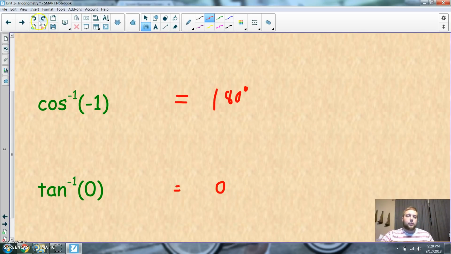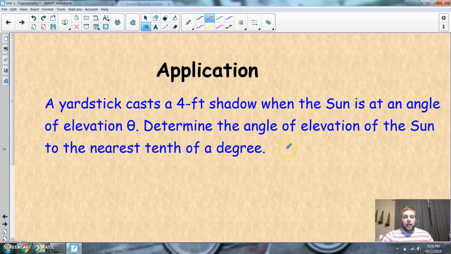Alright, cool. Let's get to a story problem, because I know you guys love story problems, especially Ashley. Okay, a yardstick casts a 4-foot shadow when the sun is at an angle of elevation of blank degrees. We don't know what the degrees is. Determine the angle of elevation of the sun to the nearest tenth of a degree. Alright, so here's a yardstick, and it's going to cast a shadow of 4 feet.